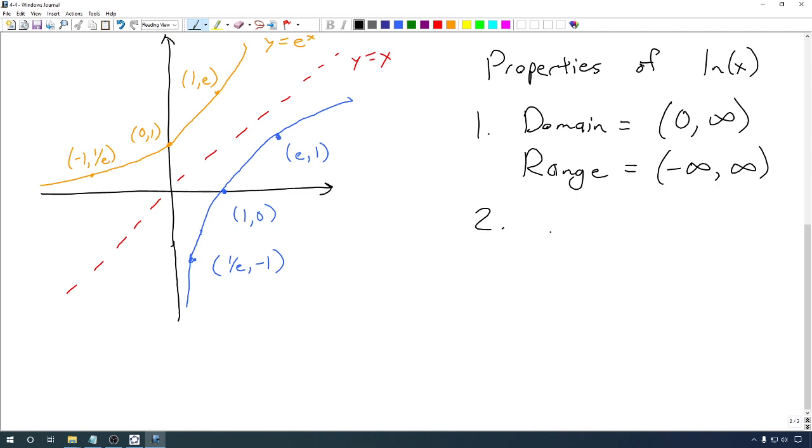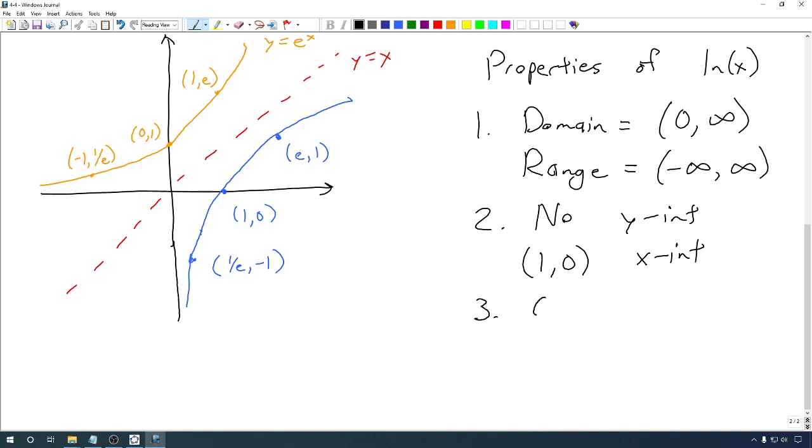Well, since the domain doesn't include 0, we don't have a y-intercept. And our x-intercept, of course, is (1, 0). We have exactly one of them. And that point is always on a logarithm graph. Not just a natural logarithm. Any logarithm will pass through that point, because any exponential passes the point (0, 1).